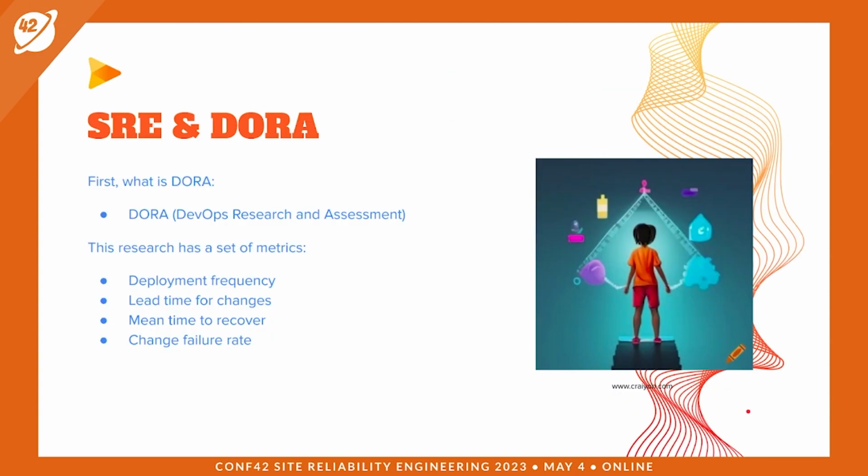So with this in mind, we have the DORA metrics. The DORA metrics come from the DevOps Research and Assessment. This is a very big part of DevOps and also applies to SRE, because this research has 4 metrics: deployment frequency, lead time for change, mean time to recover, and change failure rate.